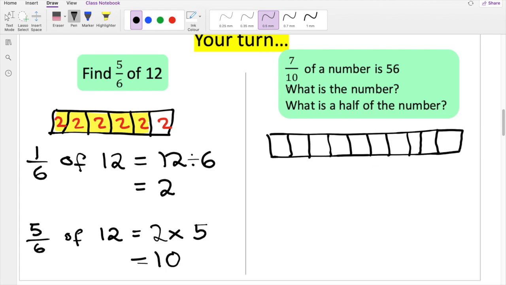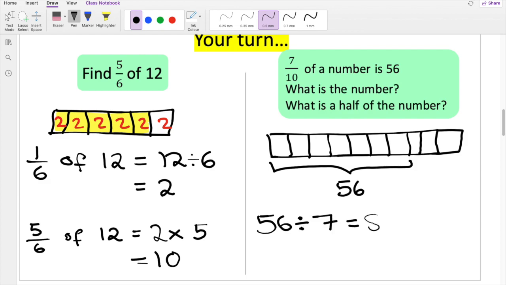Okay, I'm being told that 7/10 of my number is 56. So I've split it into 10 equal sections, and I know that 7 of them is worth 56. Well, if 7 boxes have a value of 56, I can work out what the value of 1 box is. So I need to do 56 divided by 7 to give us the value of 1 box. You can see that the value of each box is worth 8.